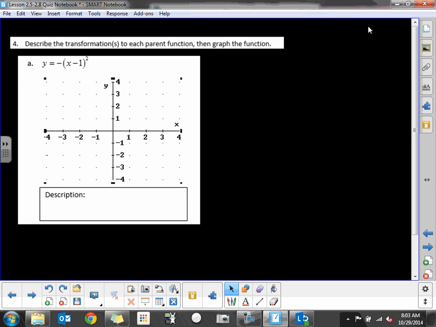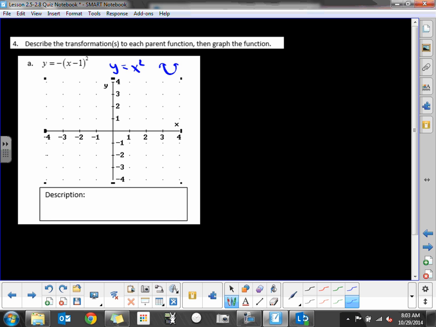Okay, question 4a asks you to describe the transformation of each parent function and graph the function. So in the description, what I wanted you to do is use some of the terminology that we used for our transformations. There are a couple different transformations occurring in this problem. First of all, I notice that my parent function is y equals x squared. So I know it's going to be a quadratic, it's going to be a U shape.